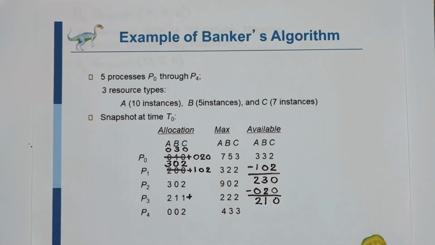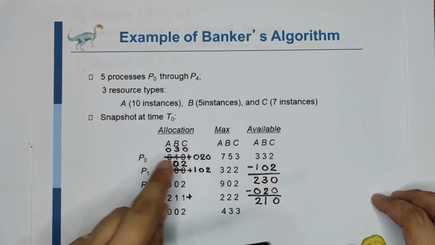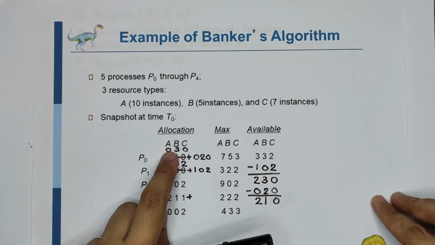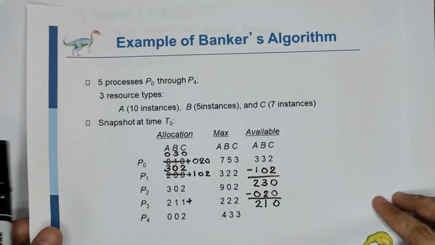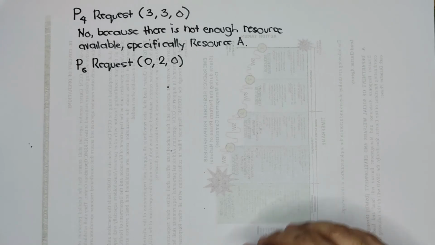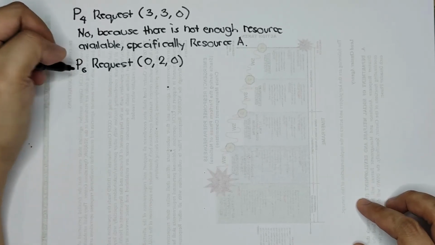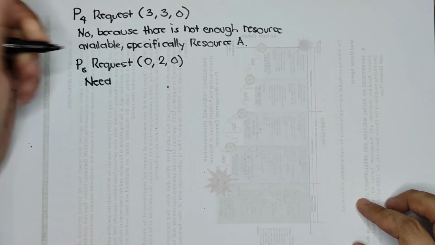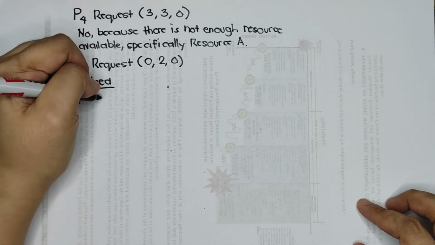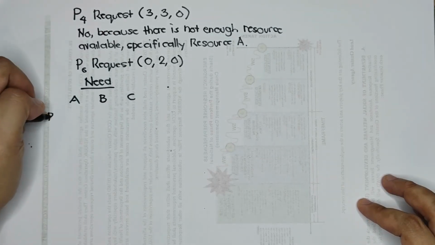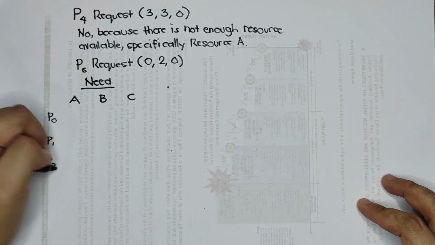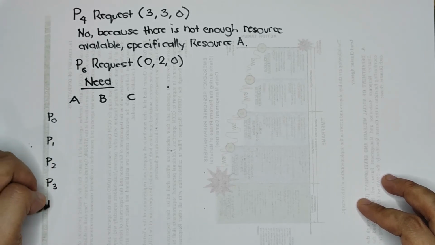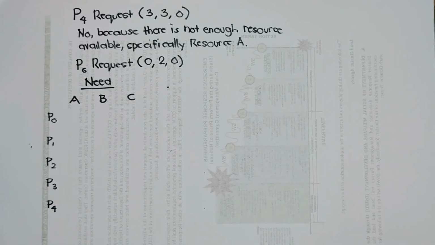So what are we going to do again? Is it a safe state if we grant this and continue with the processes' execution? So let's check again. We have to derive the need matrix. So again, need, A, B, and C, P sub 0, P sub 1, P sub 2, P sub 3, and P sub 4.